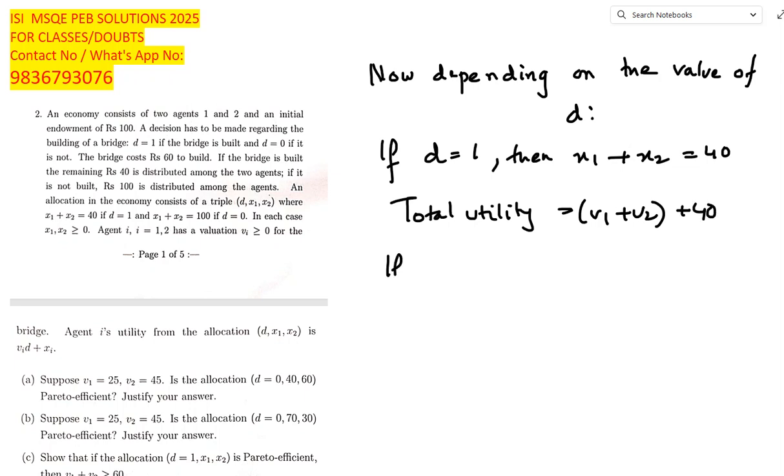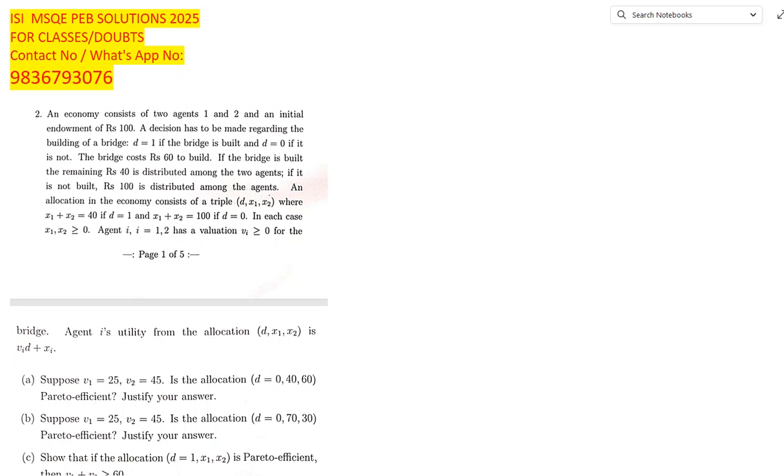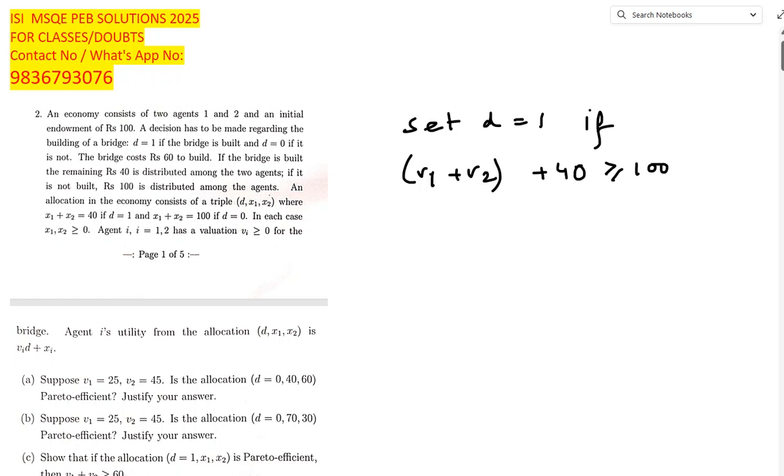Now if D is 0, then x1 plus x2 is 100, so total utility will be 100. Now the bridge decision rule: we compare the two total utilities. Set D is 1 if V1 plus V2 plus 40 is greater than or equal to 100, or V1 plus V2 is greater than or equal to 60.